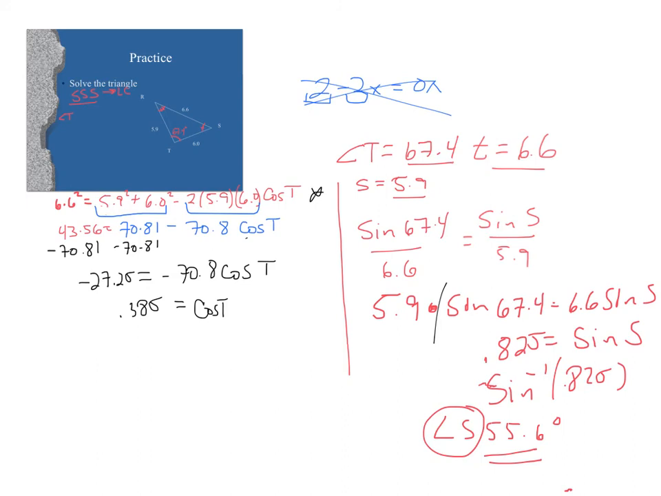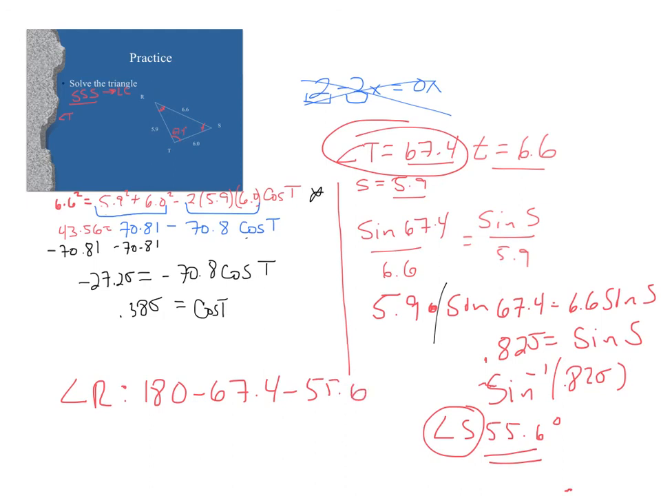Okay, so I know angle T is 67.4, angle S is 55.6. To find angle R, I'm at the point now where I can just do 180 minus the two angles that I've already found, and that's how I can find angle R. And angle R is going to equal 57 degrees.